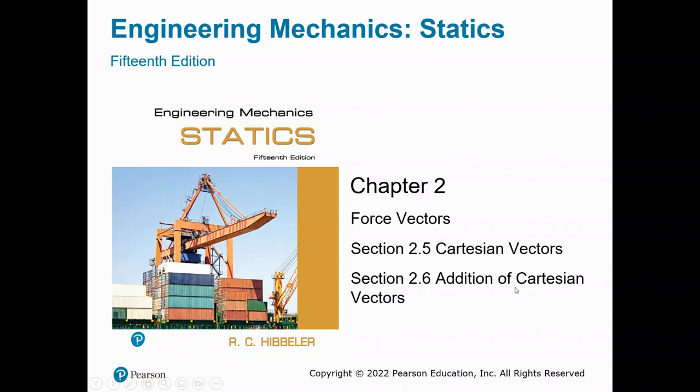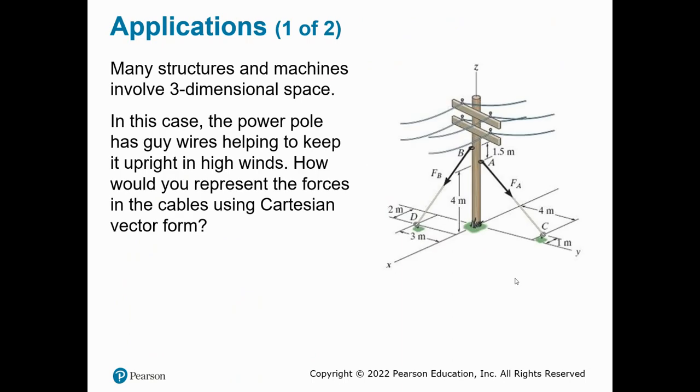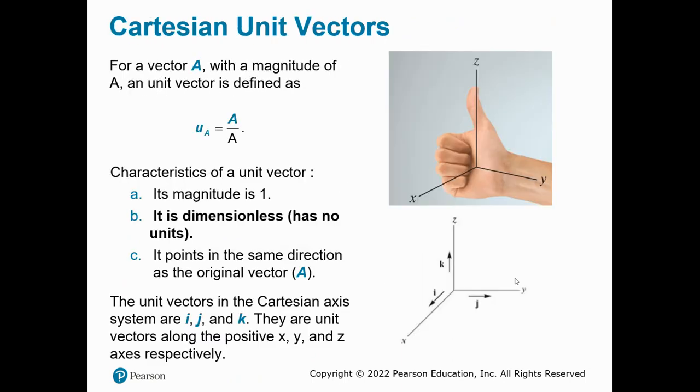Hello everyone. In this video, I am going to cover section 2.5, Cartesian vectors, and also section 2.6, addition of Cartesian vectors. Starting with the definition of unit vector. If I have any vector A with a magnitude of A, be careful with these two different colors. The one that's blue means that it's a vector, and the one that's black means that it only refers to the magnitude of the vector.